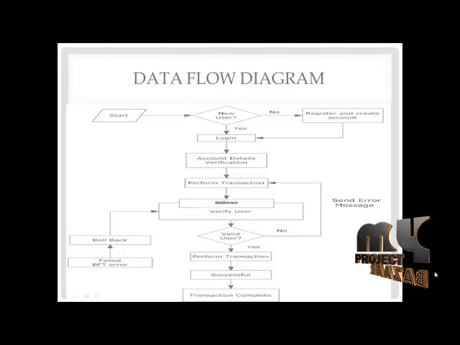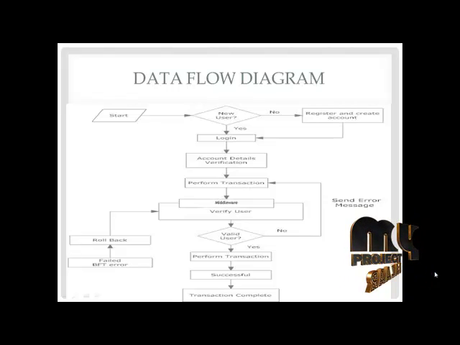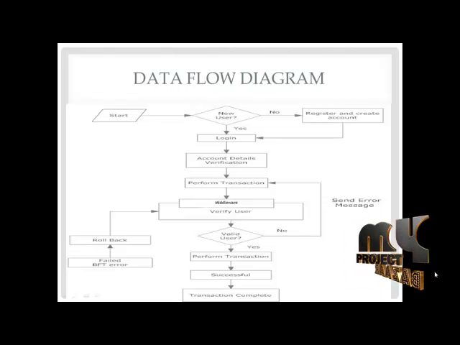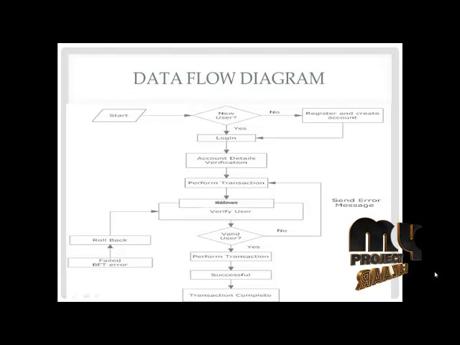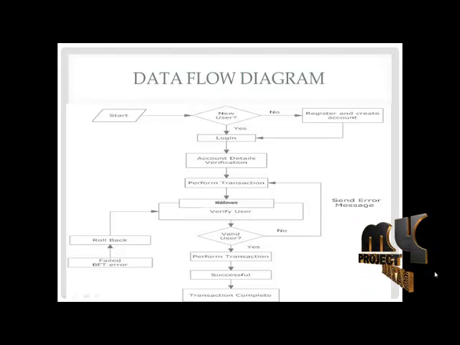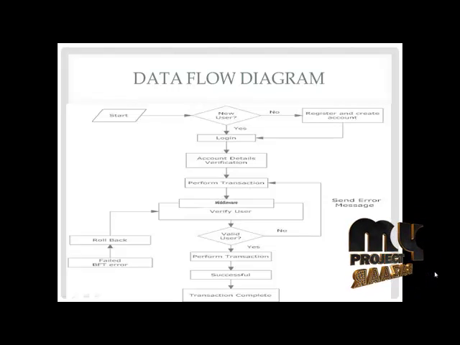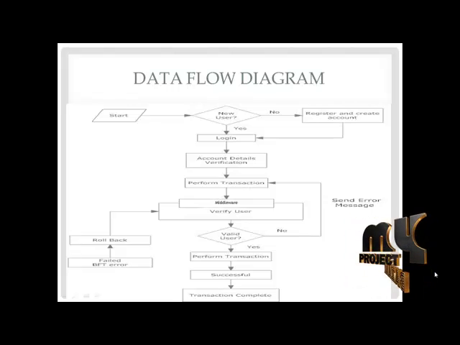Now going to explain the data flow diagram. First, consider the users. Users have to register and create an account. Then only they can log in to the further process. After login, they have to check the account details. Next, the main process considered here is transaction.